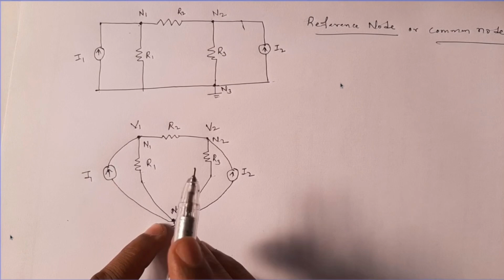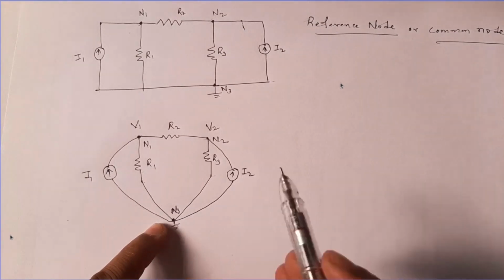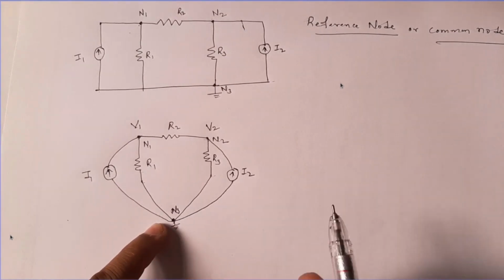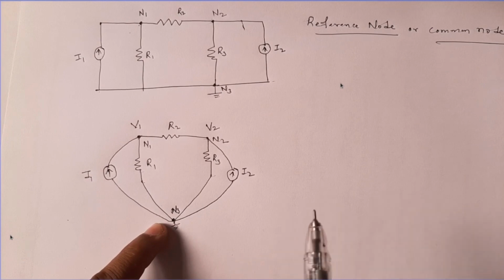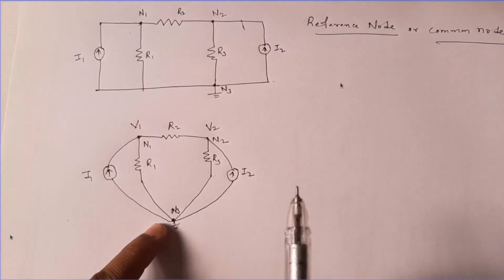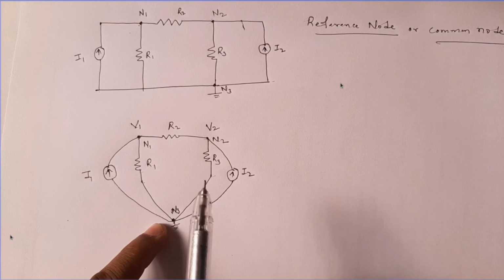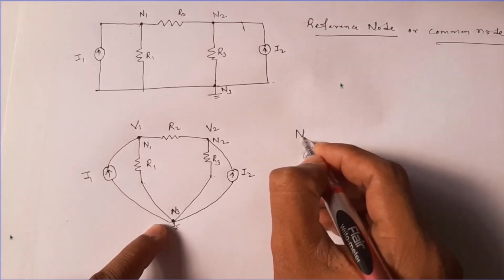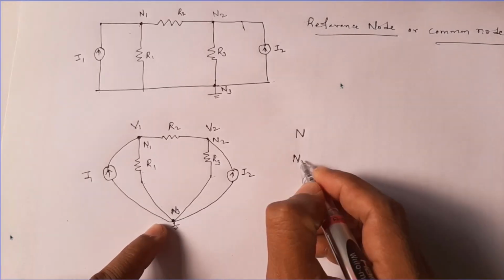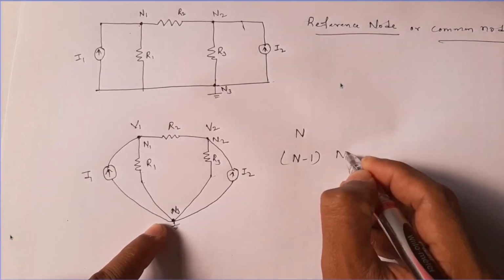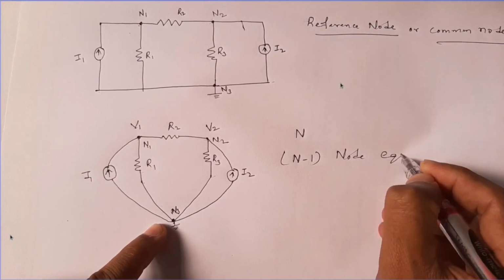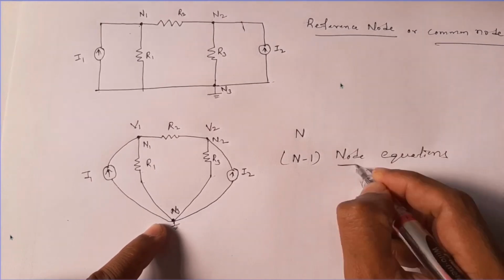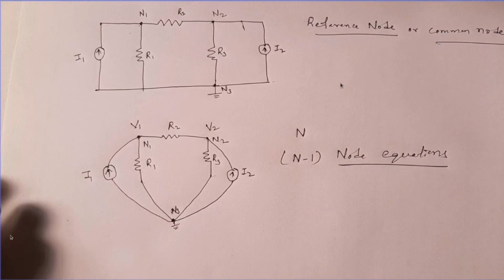So in such case, how many equations do we require to analyze a given network? The number of equations required to analyze a given network is equal to the number of nodes minus 1. Okay, so if n number of nodes are there, we require n minus 1 node equations to analyze a given circuit or network.